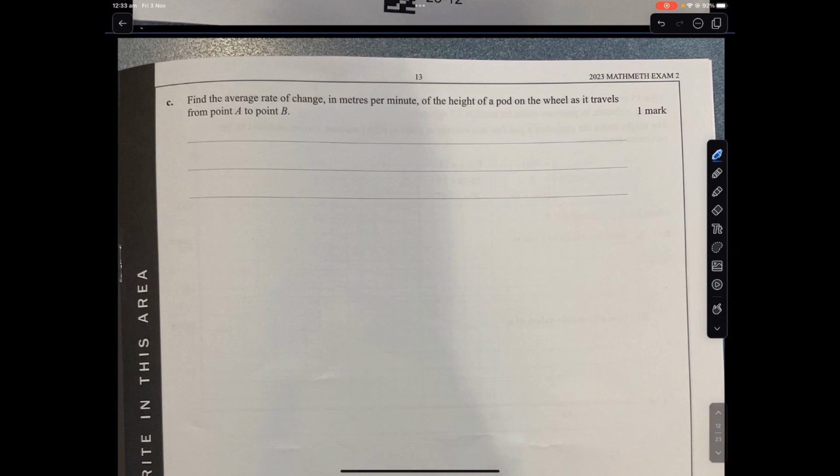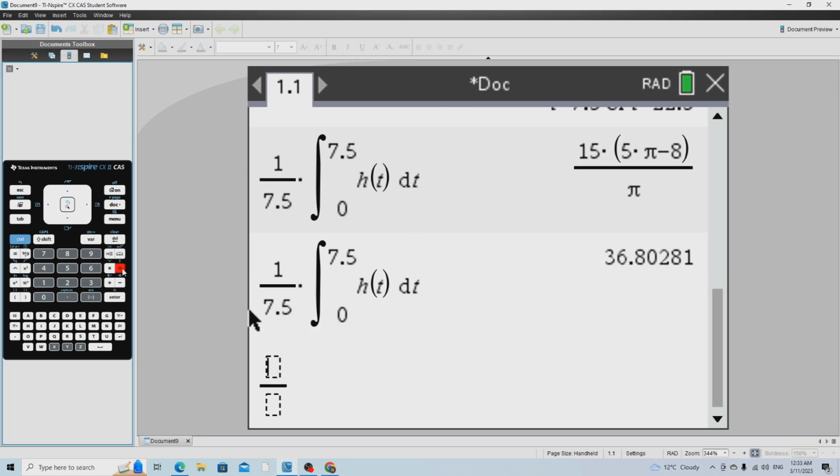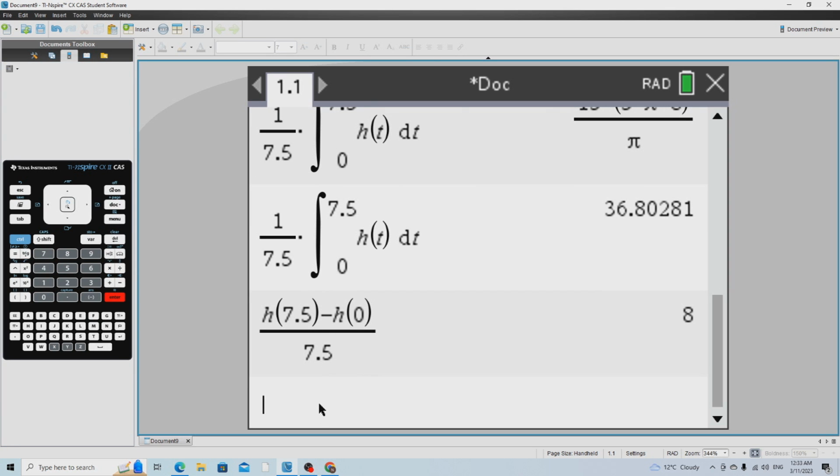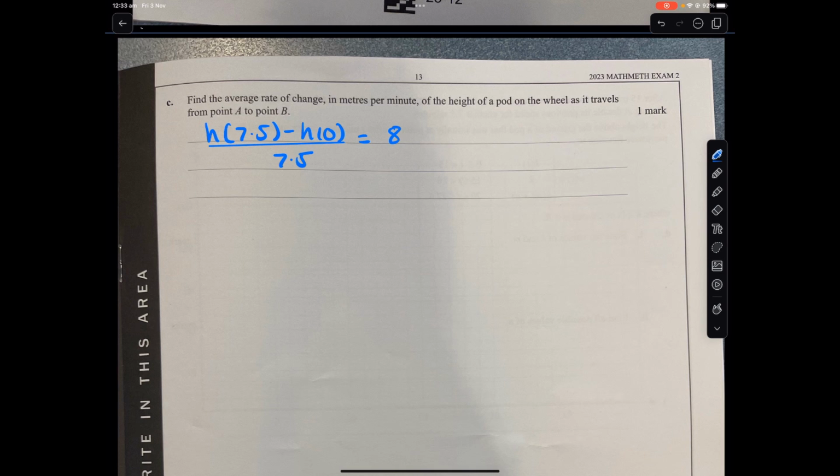Find the average rate of change in meters per minute of the height of the pod as it travels from point A to point B. Easy. So it's just going to be h of 7.5, since we said 7.5 for the first one, minus h of 0, all over 7.5. That gives you 8. So we can say 8 meters per min. Done.